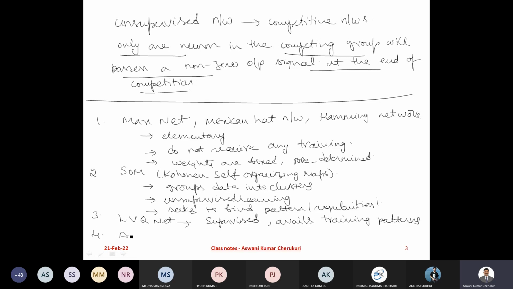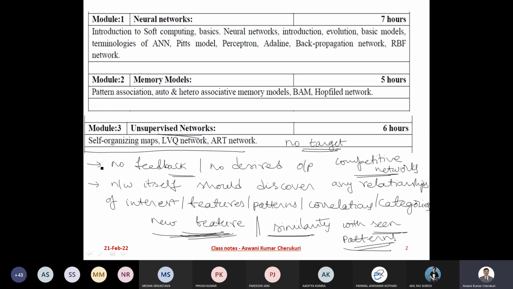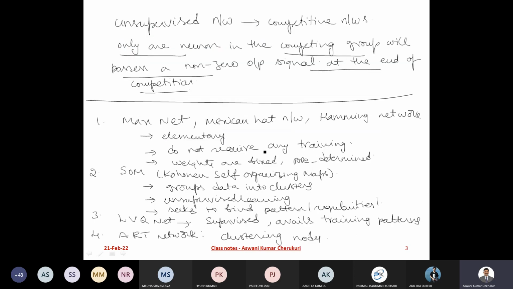Then we have the ART network, the adaptive resonance theory network. These networks are also meant for clustering purposes. So these are the various varieties of competitive networks. When we look at your syllabus, we have seen self-organizing maps, the LVQ network, and the ART network. So we will be discussing these networks from the syllabus.